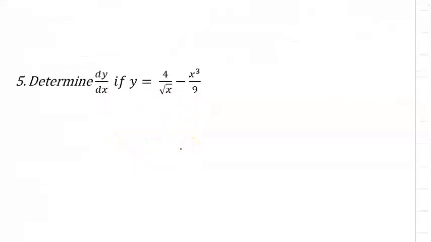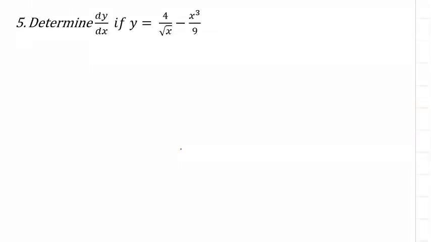That's the derivative. Let's look at this question number 5. Here we got find dy dx if y equals 4 over root x, square root of x, minus x cubed over 9. So let's see now.